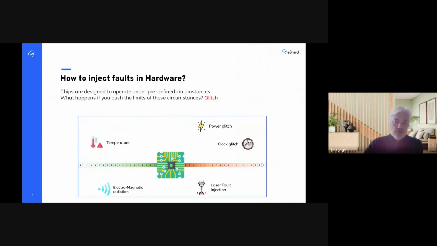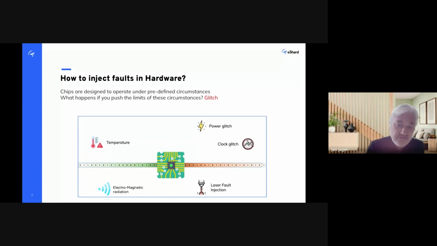So how to inject faults in hardware? Like I said, chips are designed to operate under predefined circumstances. So what a hacker tries to do is to see what happens if those predefined circumstances are changed, or if they are not ideal for the operating of the hardware. So what happens if you push the limits of those circumstances? And what happens, I can already tell you, is glitching.